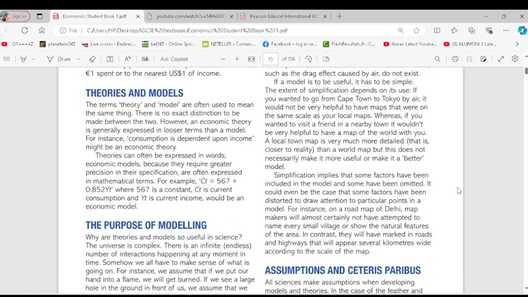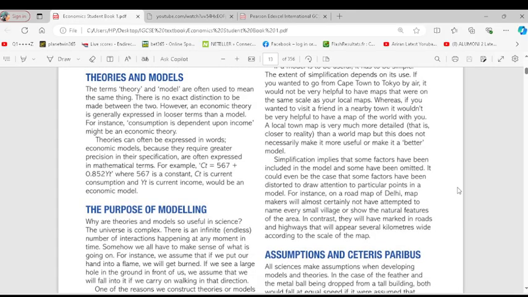Yes, sir. So we go to theories and models. The terms theory and model are often used to mean the same thing. There is no exact distinction to be made between the two. However, an economic theory is generally expressed in looser terms than a model. For instance, consumption is dependent upon income might be an economic theory. Theories can often be expressed in words. Economic models, because they require greater precision in their specification, are often expressed in mathematical terms.